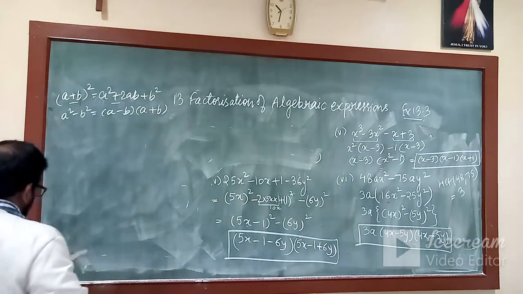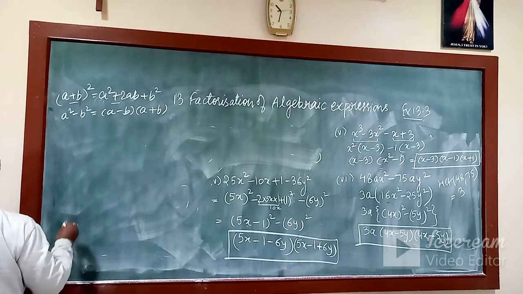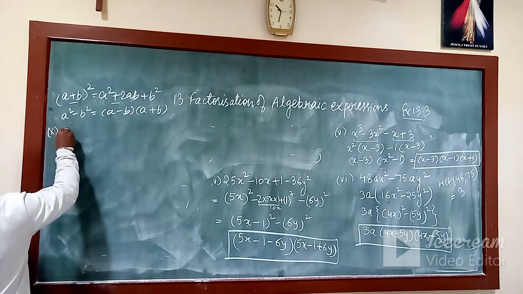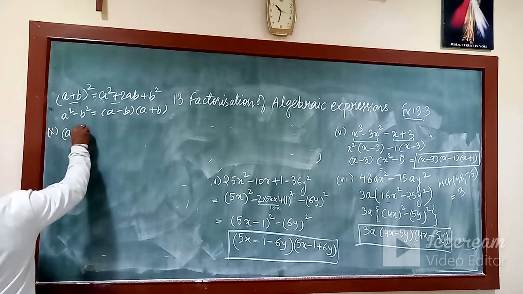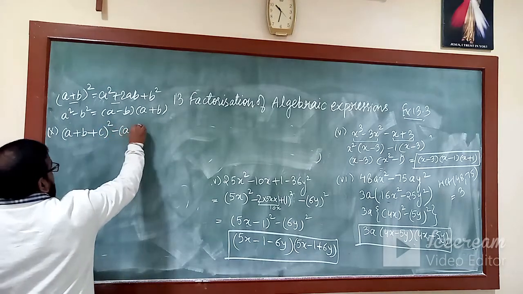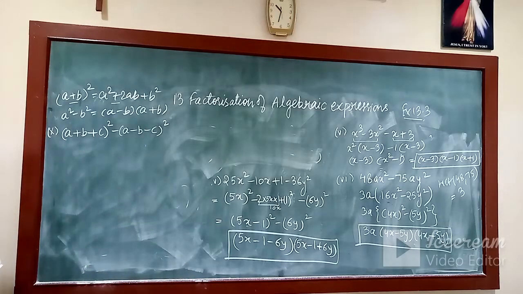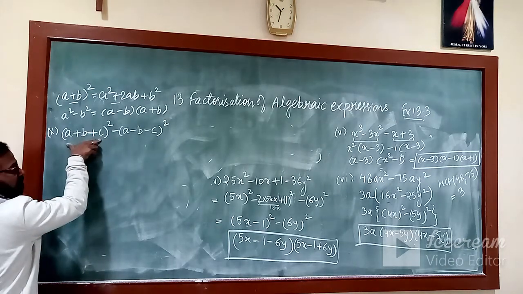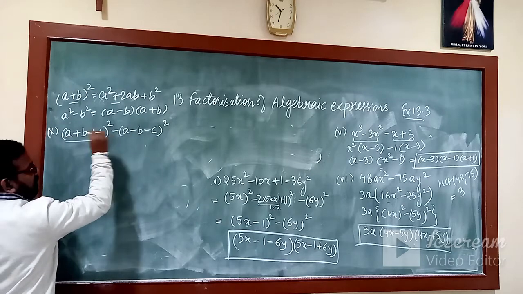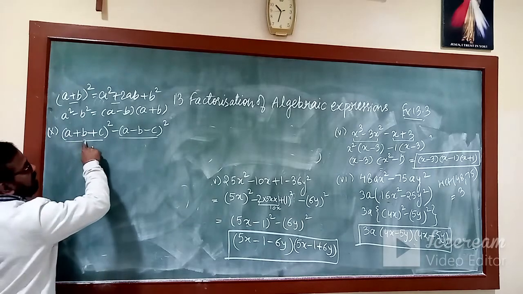Okay, then let's see the 10th question, a different type of question. a plus b plus c whole square minus a minus b minus c whole square. Do not open the bracket, because if I see carefully, this whole term we can take as a, and this whole term we can take as b. So actually it is written a square minus b square.